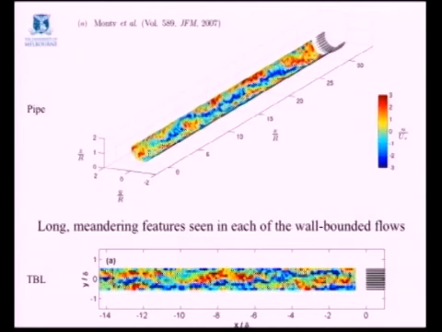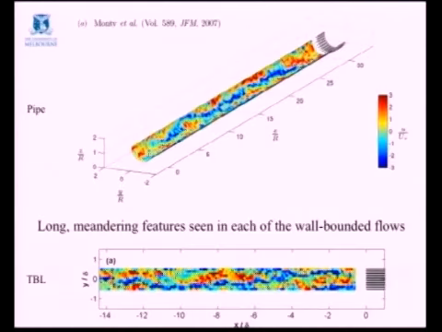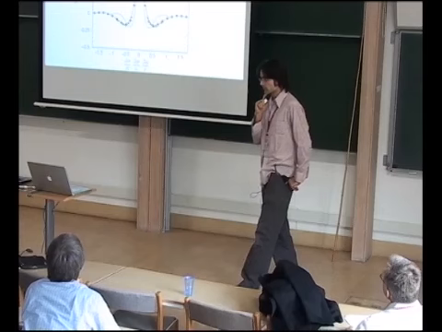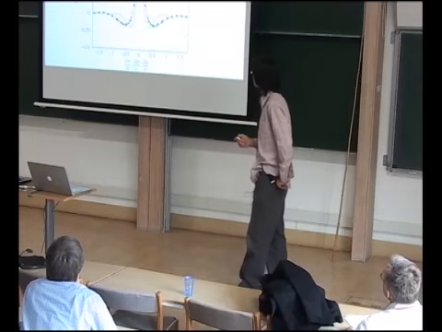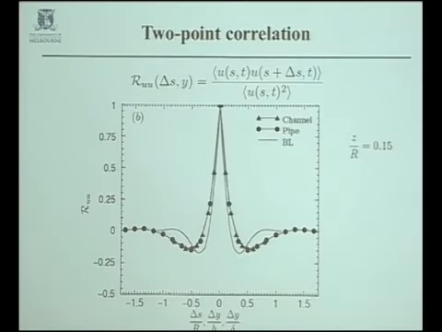But anyway, the point I want to make with all these is that in a pipe, a channel, and a boundary layer, three completely different geometries and facilities, we see the same kind of features, which are long meandering things. So say what you like about Taylor's hypothesis, it looks the same for all these three geometries, qualitatively at least. But we need to go a bit further than that. I can show you these all day. They're just subjective. They're just what I want you to see.